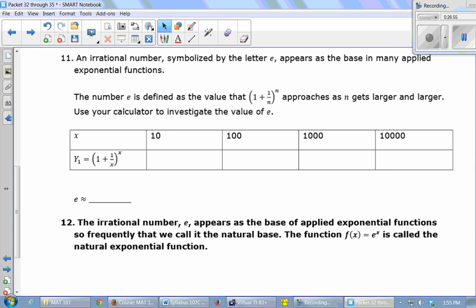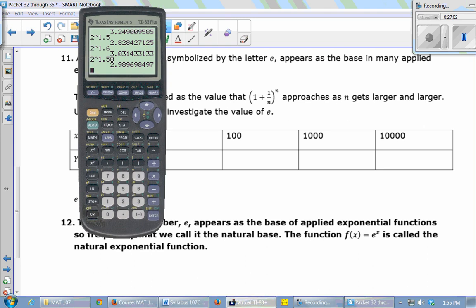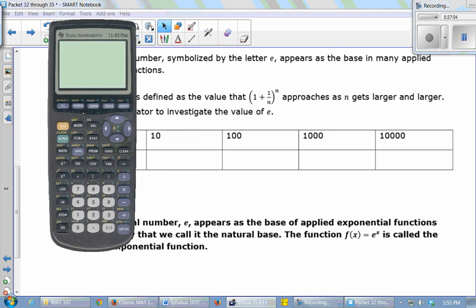So this is exponential, right? I've got a variable in the exponent. This is an exponential expression. So I'm going to put that in my calculator, that expression in y equals. I have to use x instead of n because I don't have an n button. So I'm going to do 1 plus 1 over x to the x. And I'm going to use my table to fill this stuff in.